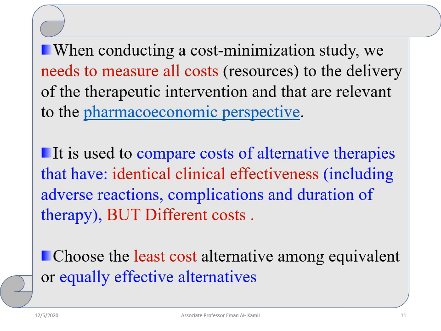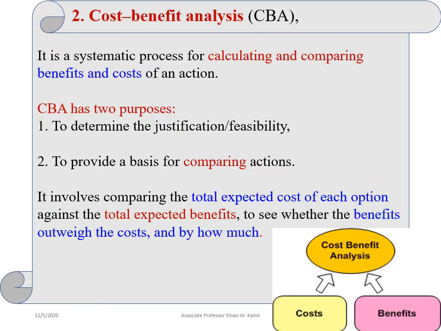It is used in pharmacoeconomics, and if we have two drugs or two alternatives which have the same tolerability, the same duration of action, the same dose, and the same complications, we are going to compare them regarding cost, and we are going to choose the one which has the least cost.